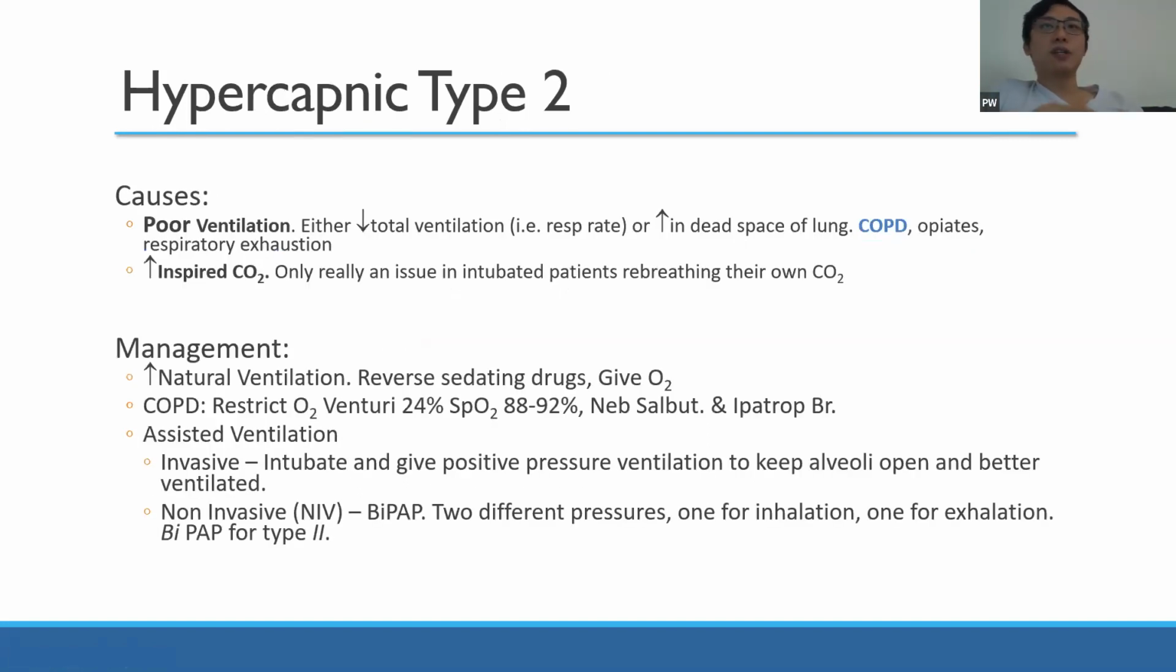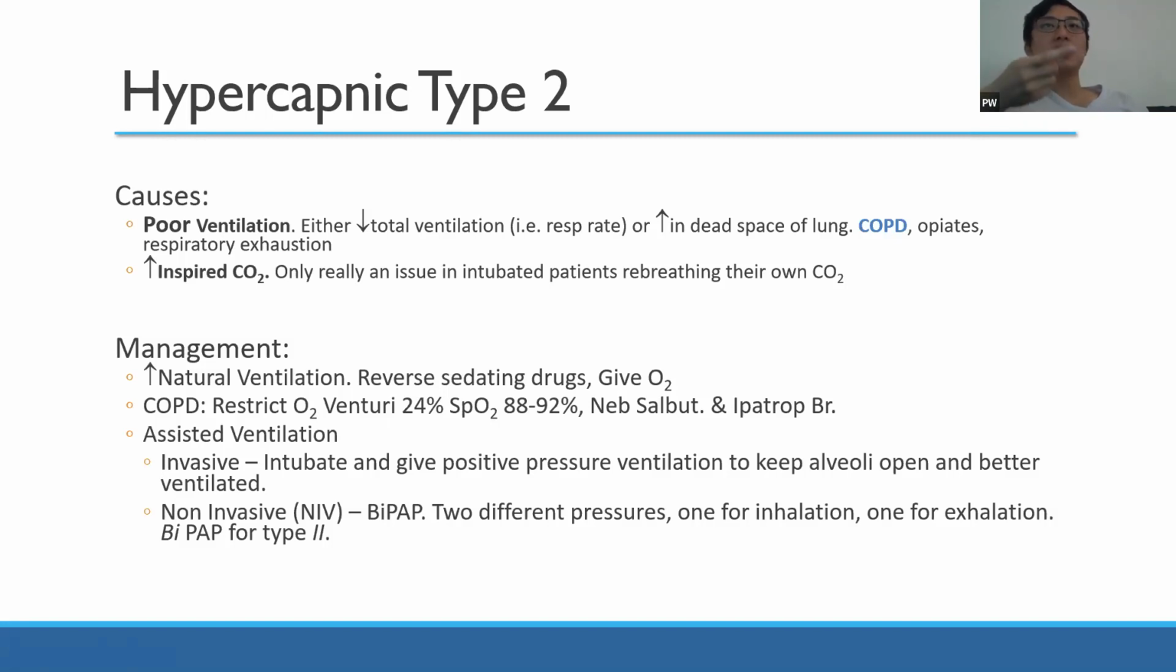So hypercapnic respiratory failure. This is mainly an issue with ventilation. The patients have decreased total ventilation, i.e. their respiratory rate is poor, or they've got increased dead space in their lungs, whether it's COPD or opiates. So COPD, I've told you about the air trapping. You've got air in your lungs, but it isn't moved. So it's basically dead air, dead space, useless, hasn't moved in or out, and it's not ventilating. Opiates are going to impair your respiratory drive.